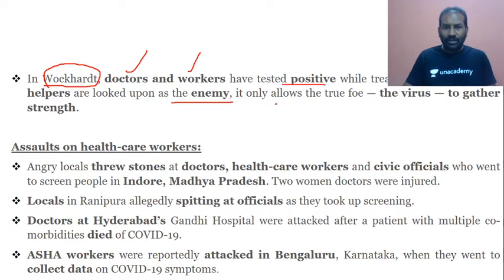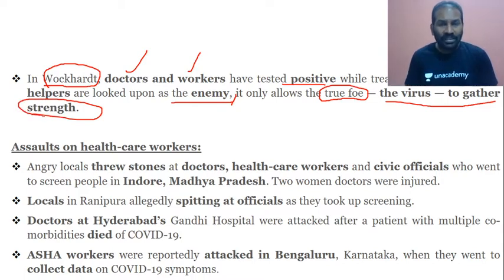They are not a friend but a foe. When we treat them as a foe, the enemy, the virus will gain strength, or the virus will become more viral, because if we look at frontline workers as an enemy, or as the ones who have been infected, and we do not want them to be part of society, then it is a kind of inhibition in which we are not respecting the frontline workers. Now you will understand the point.